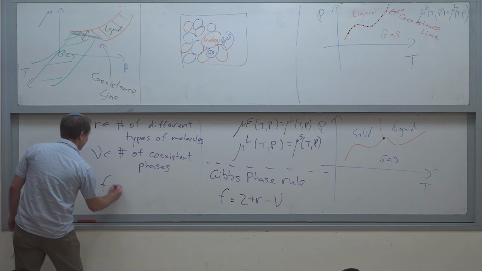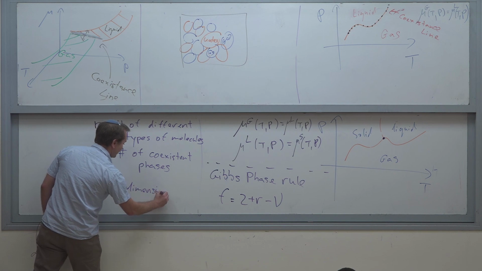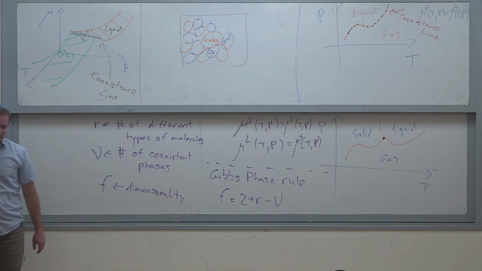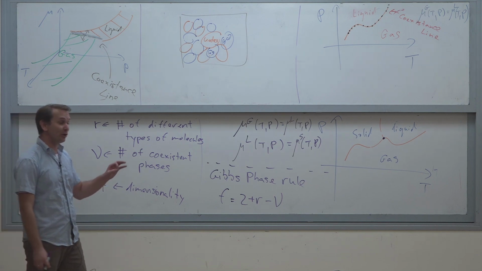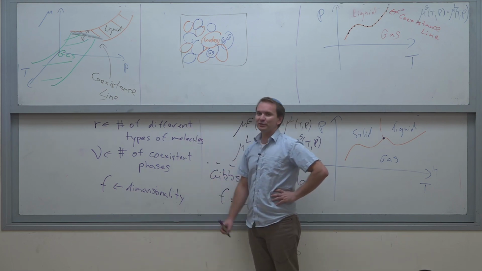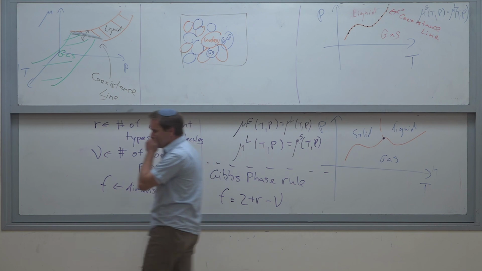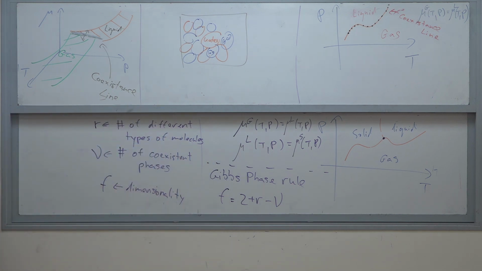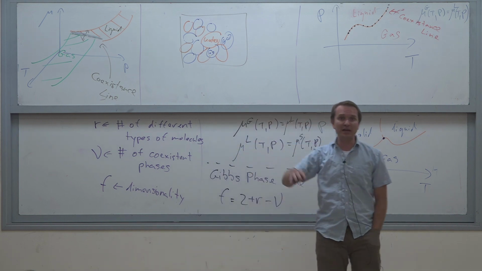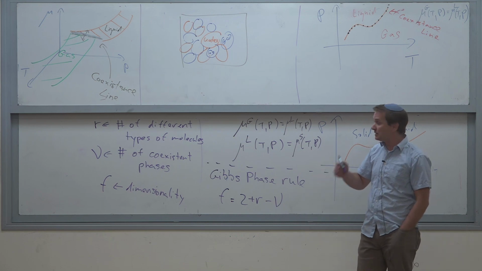F, the dimensionality. So in order to determine the dimensionality of the coexistence object, we only need to count the number of different variables that we have in our system. That's it. So we know that there is a coexistence line or a point or a manifold if we're having a lot of different molecules and a lot of different phases, right?